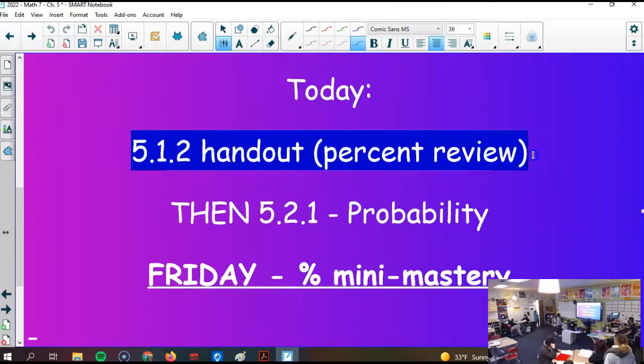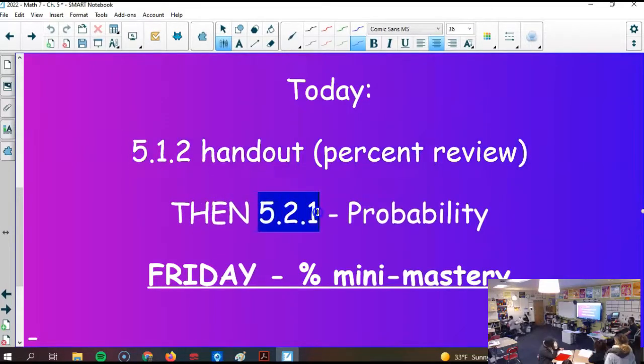Today we're going to do this handout. We're going to use random cards to work through some of this. Then we're going to jump into 521, talk about a deck of cards and probability.